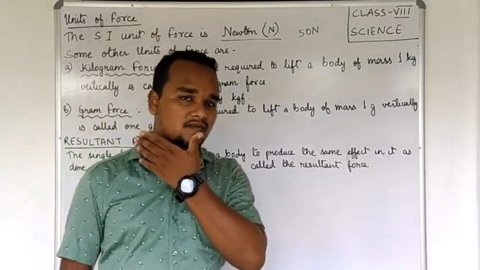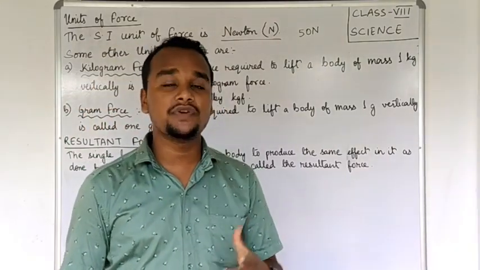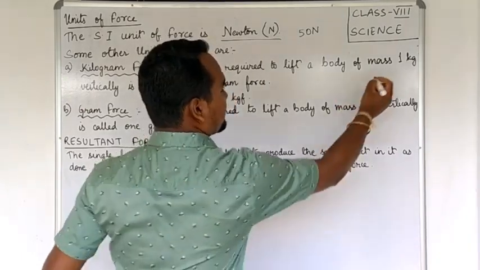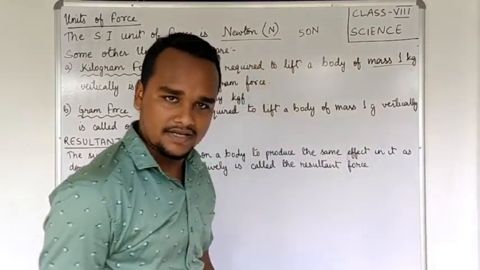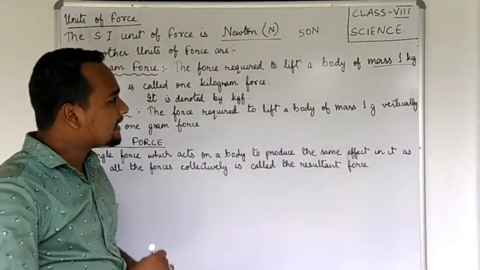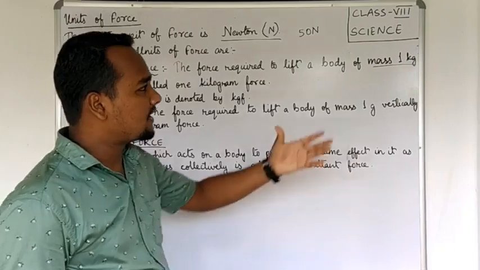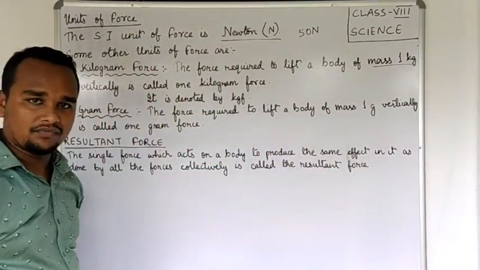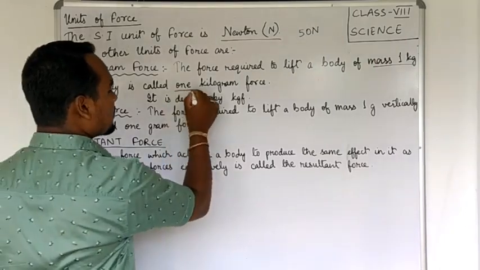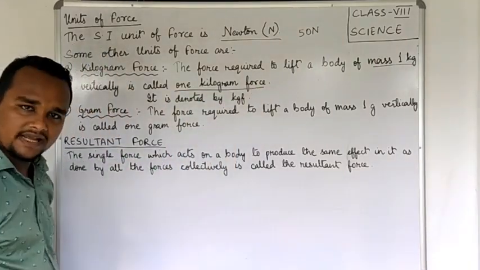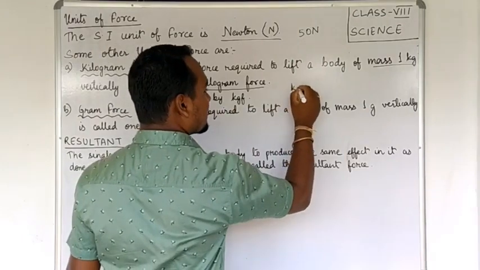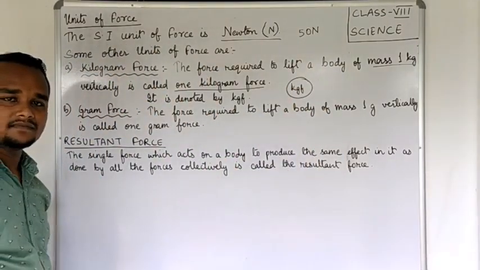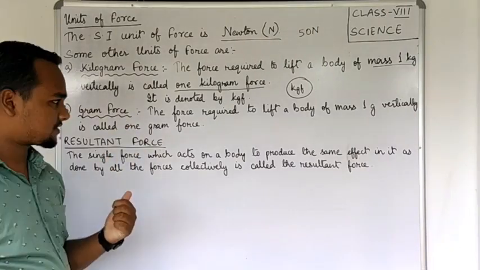That means it is the force which is required to lift a body of 1 kilogram mass. Because of this unit, 1 kg, you require a kind of force to lift the body of mass 1 kg vertically, and it is called 1 kilogram force. So what is it called? It is called 1 kilogram force. How is it denoted? It is denoted by kgf. Clear everyone?